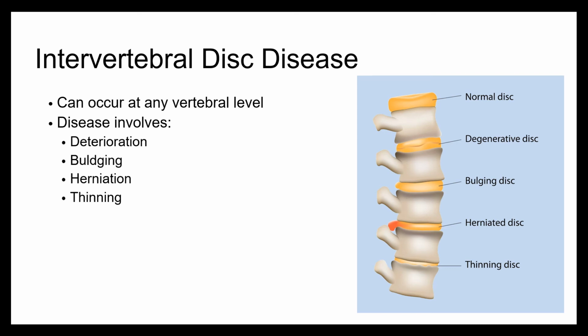Intervertebral disc disease can be any one of the following examples. It could be a deterioration of the disc. It could be a bulging of the disc, herniation of the disc, or a thinning of the disc. Discs tend to thin as they dry out. The thinning of the disc oftentimes can lead to a bulging of it, causing it to become compressed and change its normal shape. And a bulging disc oftentimes can lead even then to a herniated disc where the nucleus pulposus actually seeps out.